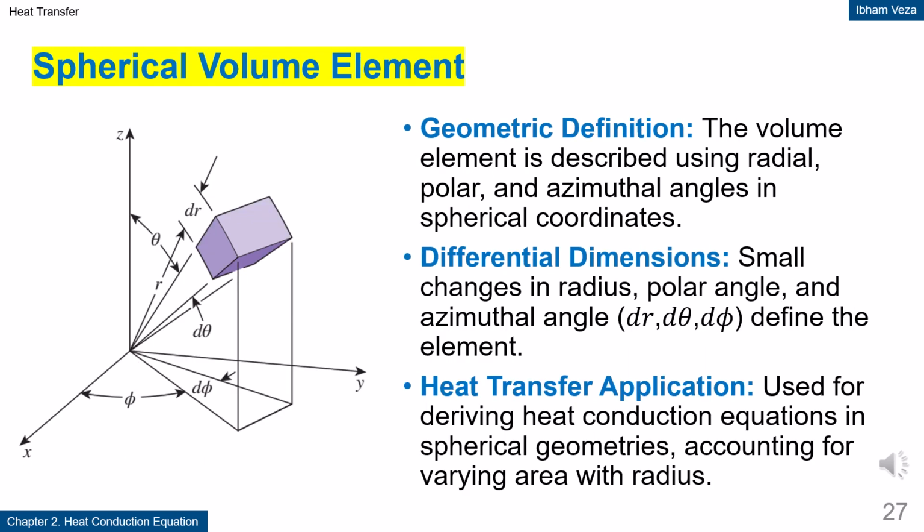Spherical volume element. A volume element in spherical coordinates is defined by small changes in radius, polar angle, and azimuthal angle. This shape represents a small segment of a sphere. This element is used to derive the heat conduction equation in spherical geometry. The surface area changes very rapidly with radius. This causes the equation form to differ from those of cylinders and plane walls.